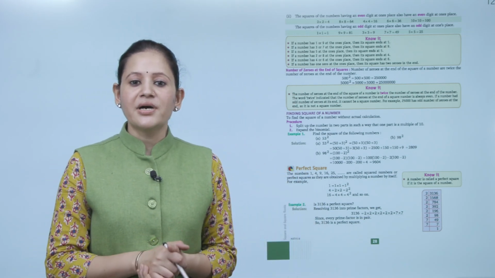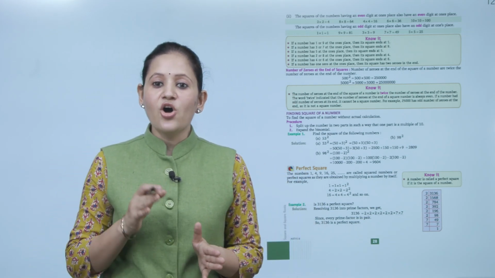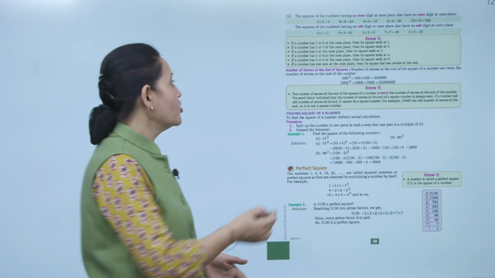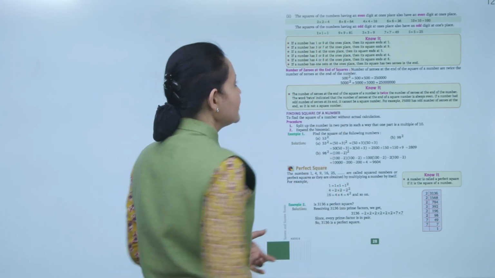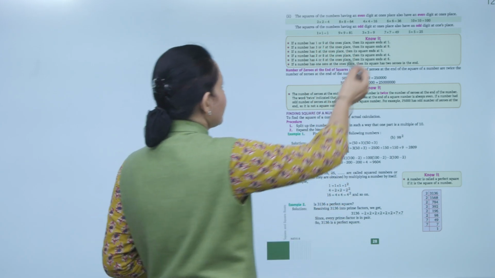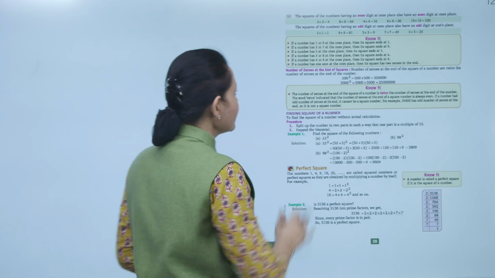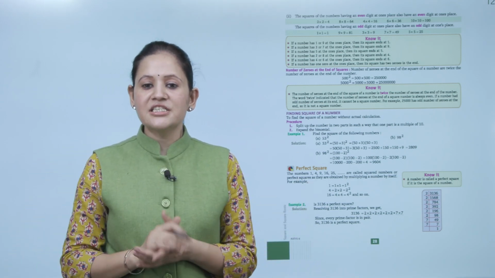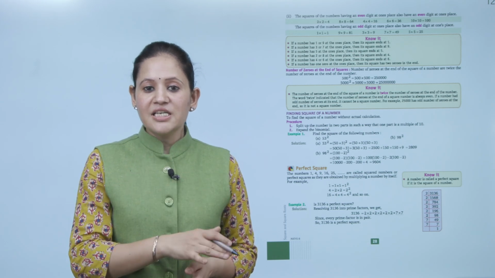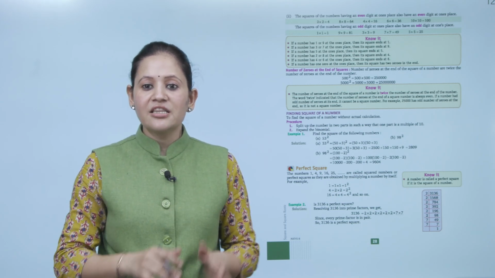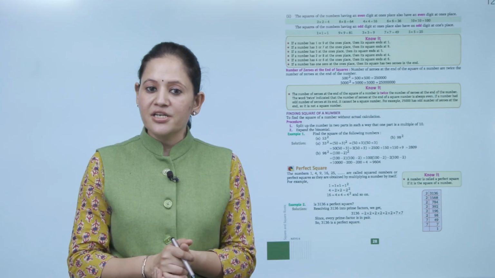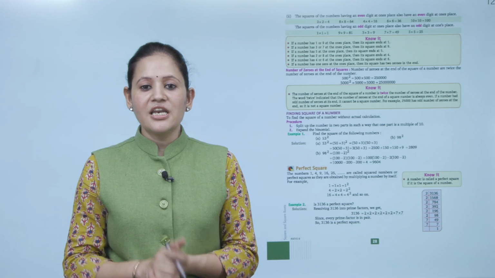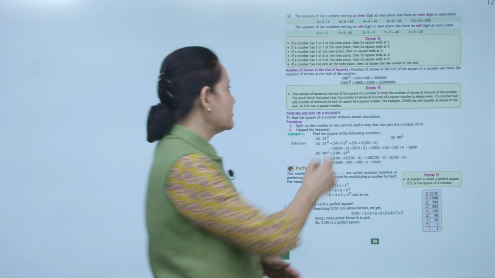The square of a number having an even digit at one's place also has an even digit at one's place. Clear? Like 2 into 2, 4, 8 into 8, 64, 4 into 4, 16. So at the ones place you will see an even digit. The square of a number having an odd digit at one's place, if there is an odd digit at ones place, so you will see in the square also there will be an odd digit at ones place. Clear? Like 1 into 1, 1, 9 into 9, 81, 3 into 3, 9. Next is know it.